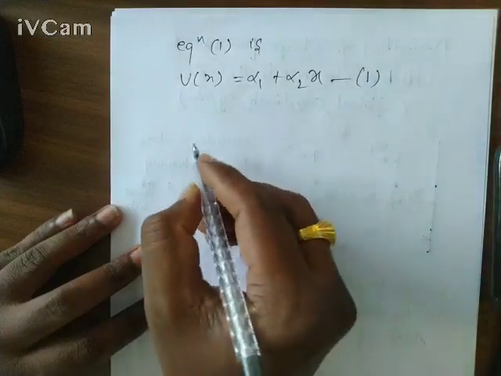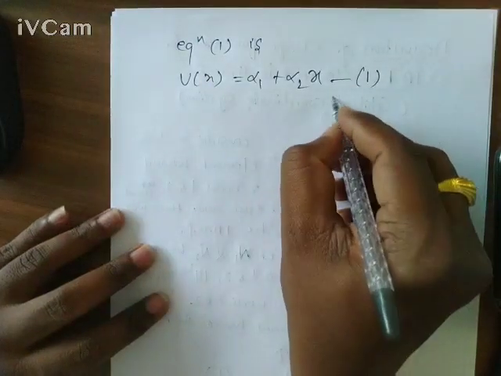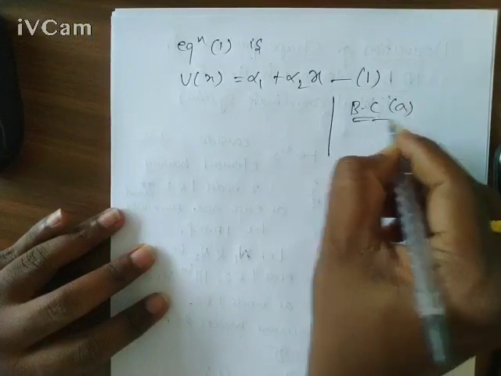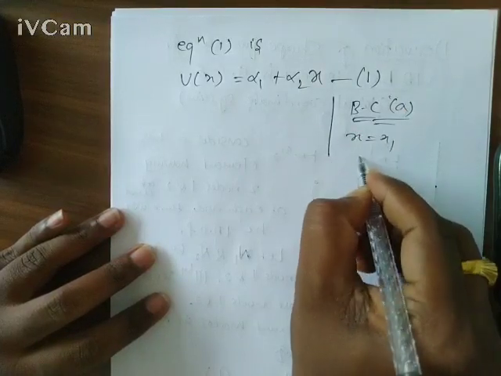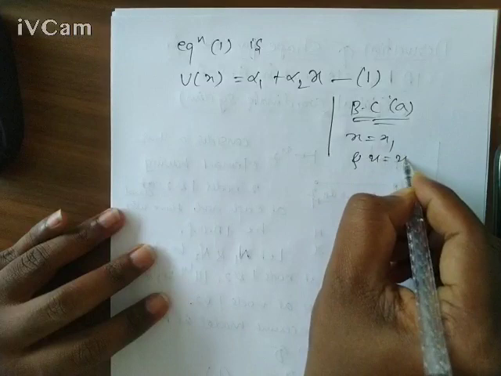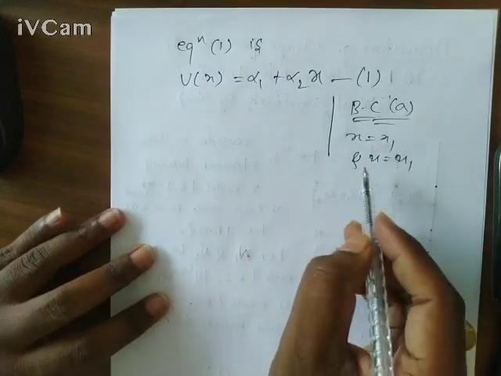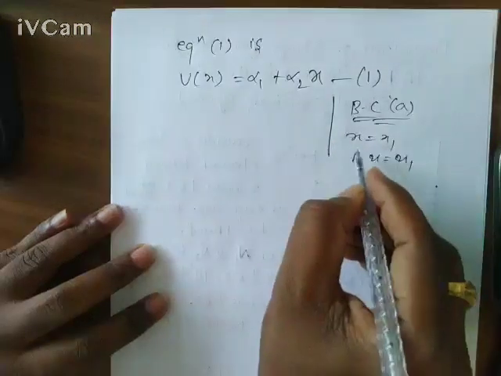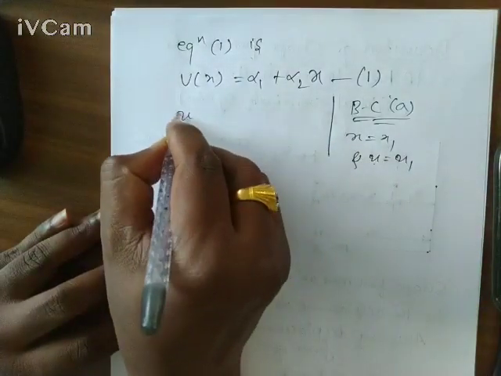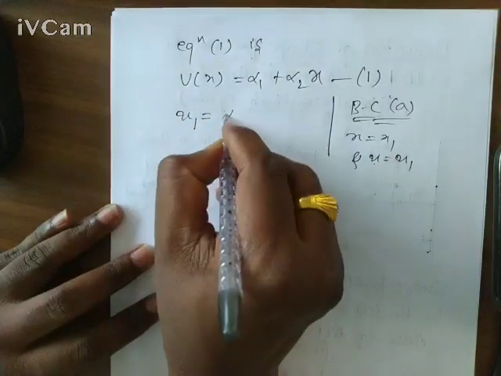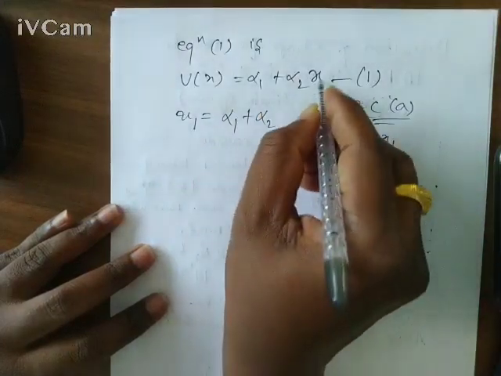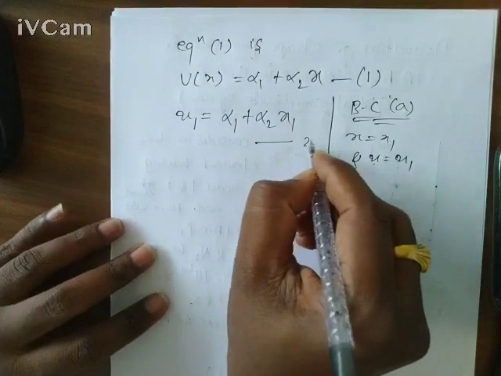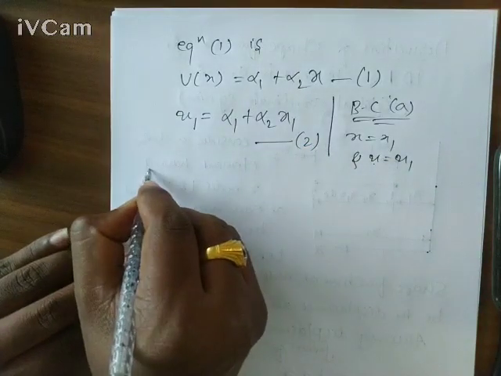So in this equation I am substituting boundary condition A. What is my boundary condition A? x will be x1 and u will be u1. So I am substituting these values in this equation. In place of u I write u1, alpha 1 will be as it is, plus alpha 2, and in place of x I substitute x1. I am going to call this equation number 2.